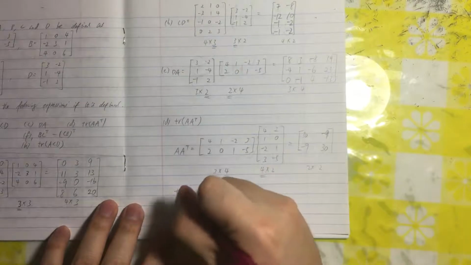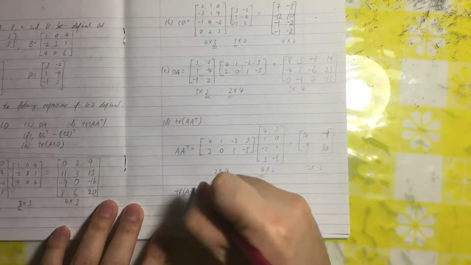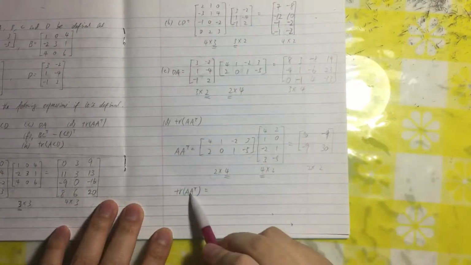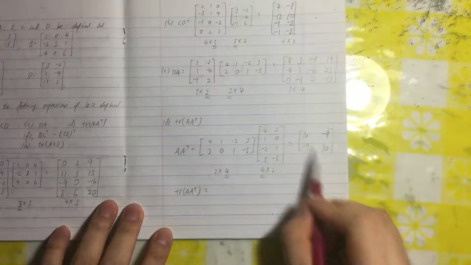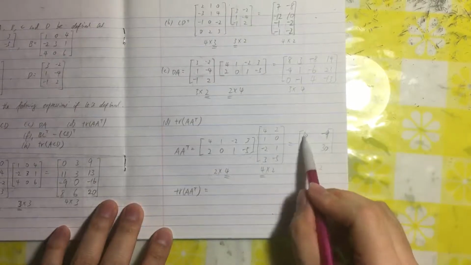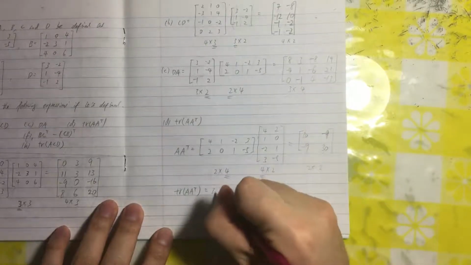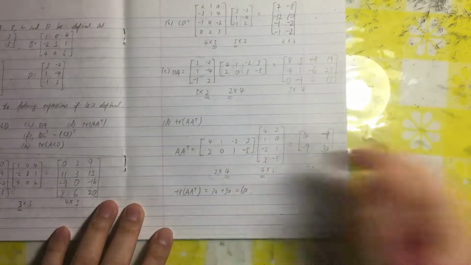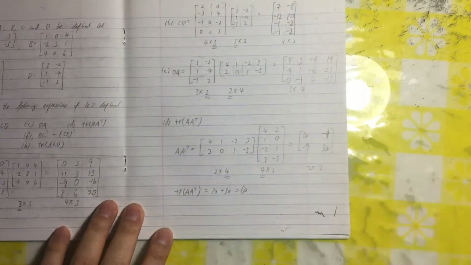Next, let's compute the trace of A times A transpose. Trace is the sum of the diagonal. Trace of A times A transpose is the sum of the main diagonal. Here we have 30 plus 30, the sum of the entries in the main diagonal, which is 60. That's the trace of A times A transpose.